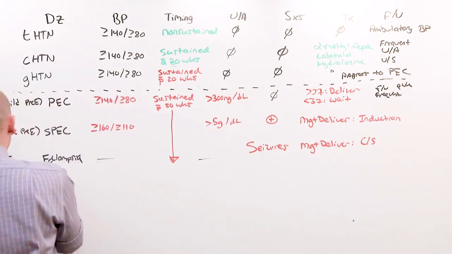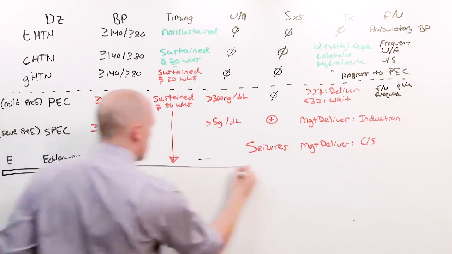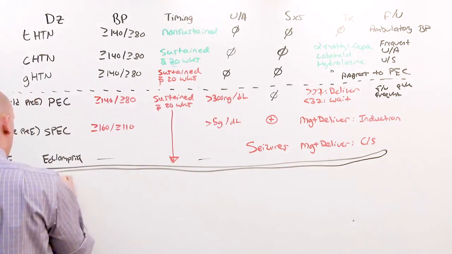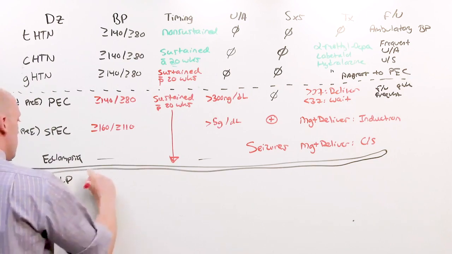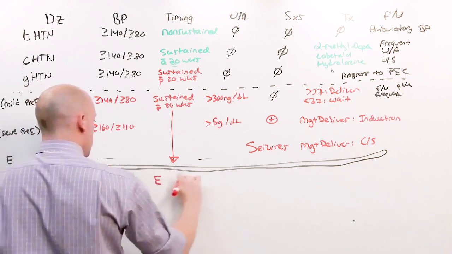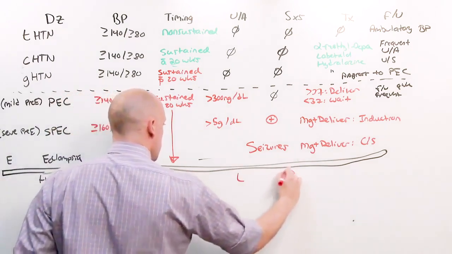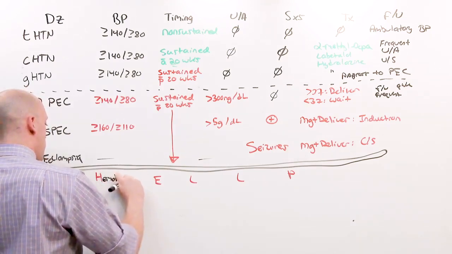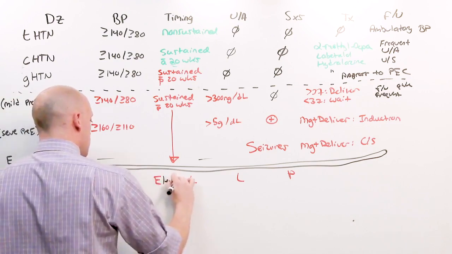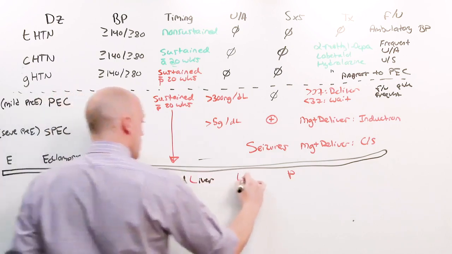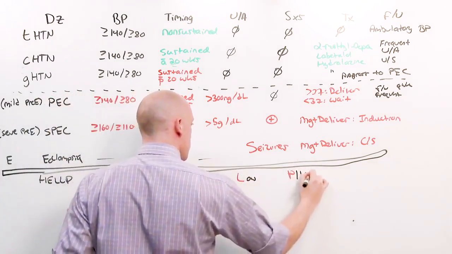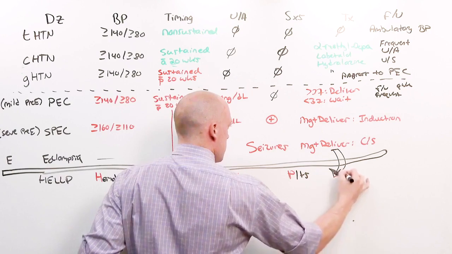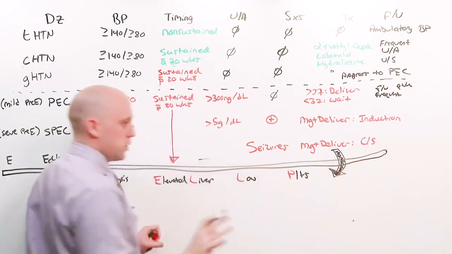And then one disease that very commonly gets tested along with eclampsia, and you'll see why in just a second, is HELLP syndrome. HELLP stands for hemolysis, elevated liver enzymes, and low platelets. This is treated exactly the same way as eclampsia and has a similar pathology.